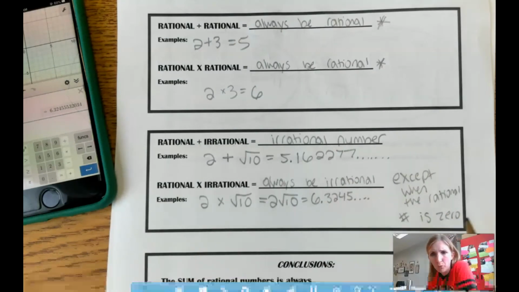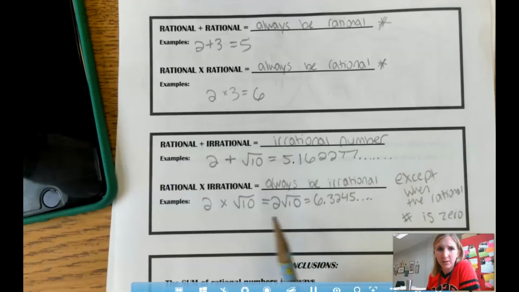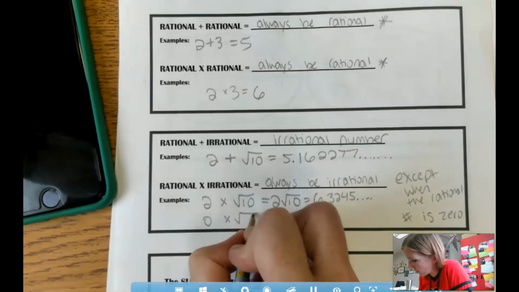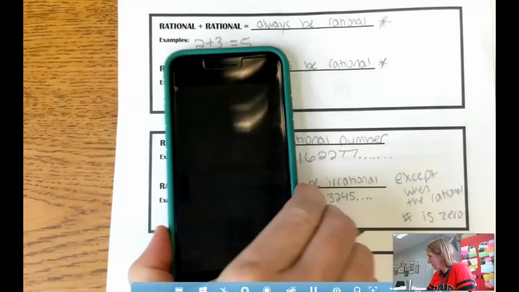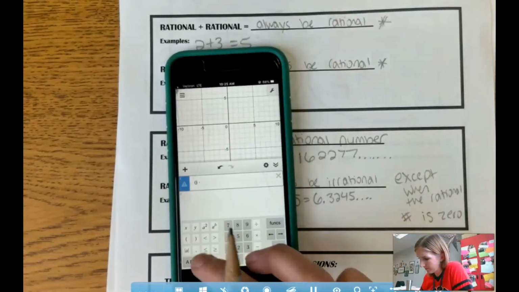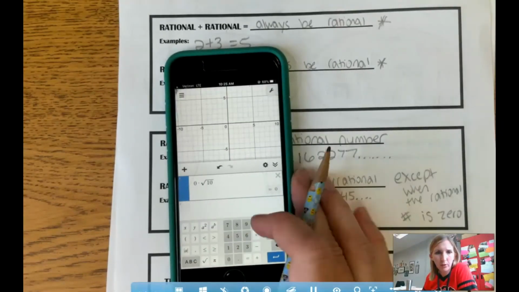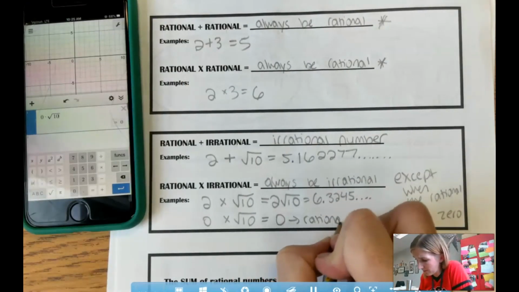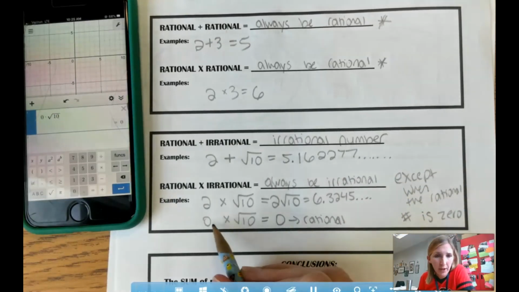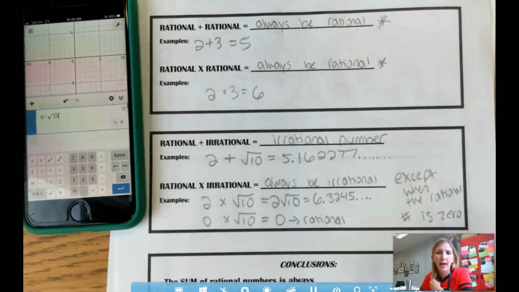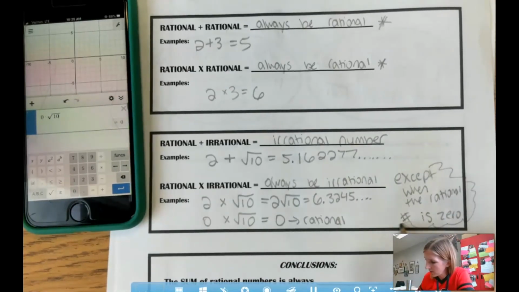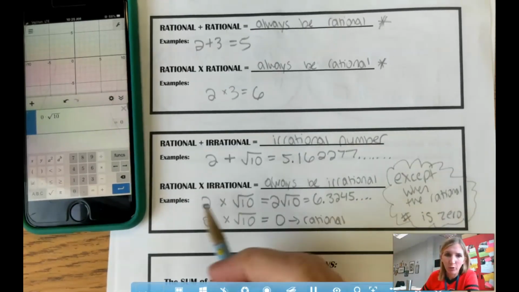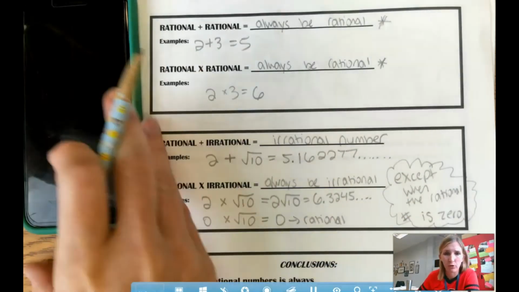Now our exception was when the rational number was 0, so let's try that. Instead of 2 being our rational number, let's try 0 being our rational number. Well, 0 times square root of 10 gives me 0. And 0 is rational. So if you multiply anything times 0, it's going to give you 0. So that's why we have this one exception. When the rational number is 0, your product is going to be rational.